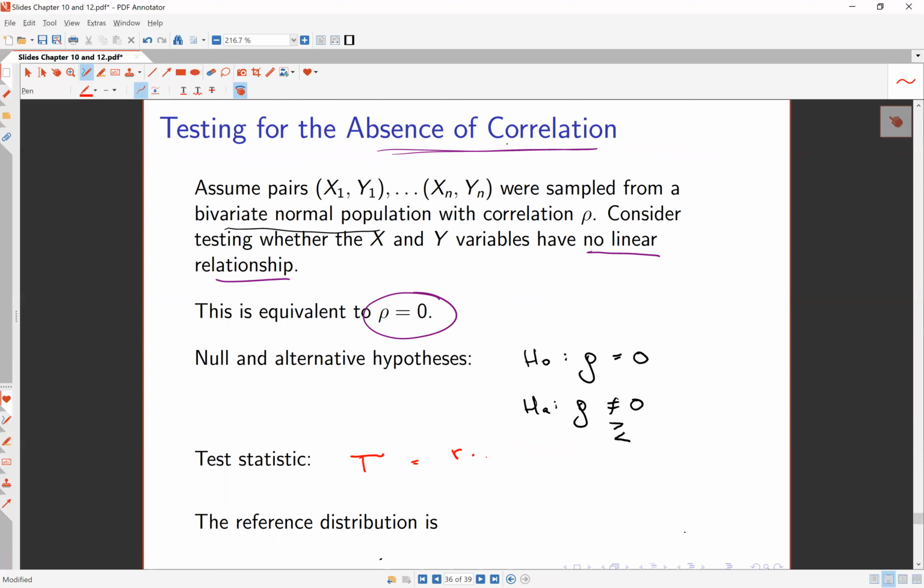The test statistic that we use here we'll call big T, and it's defined as the sample correlation coefficient times the square root of n minus 2 divided by 1 minus the square of the correlation coefficient. And the reference distribution for this test statistic is a T distribution with n minus 2 degrees of freedom. So we will look at our examples in our live Zoom session at how to test this hypothesis.